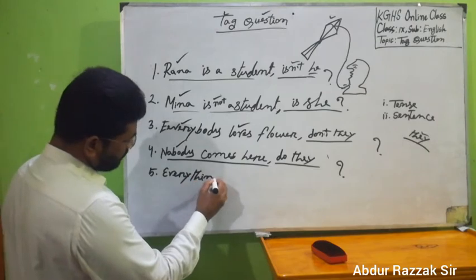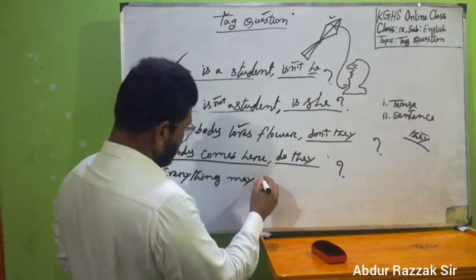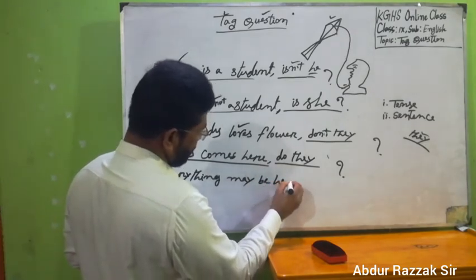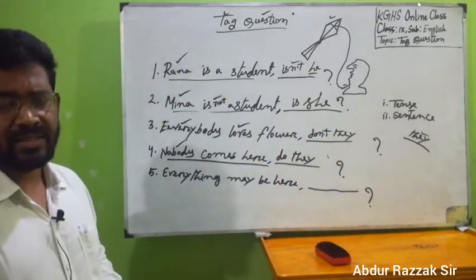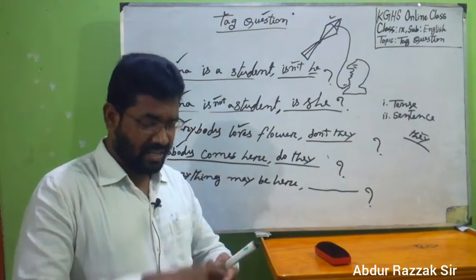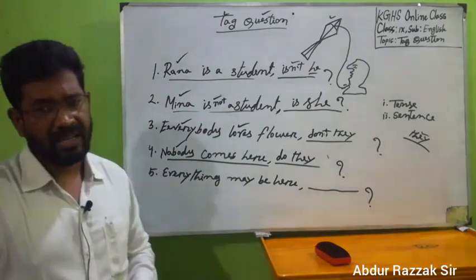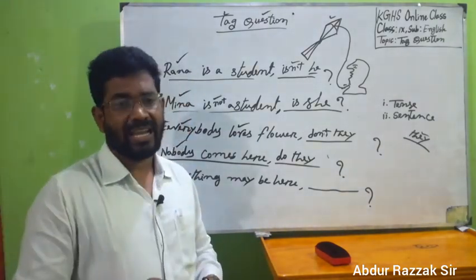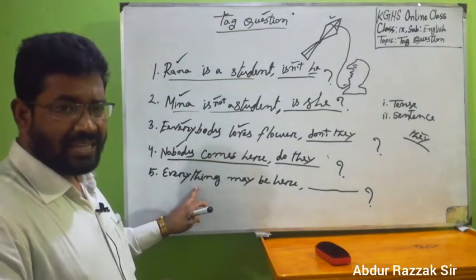Everything may be here. Students, if the sentence starts with everything, something, anything, or nothing, the pronoun of the tag question will be it, instead of everything, something, nothing, anything.